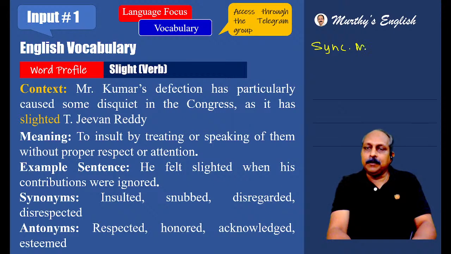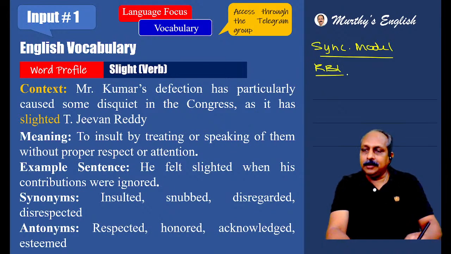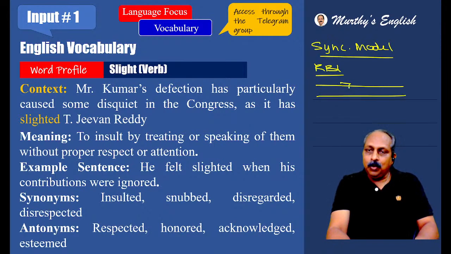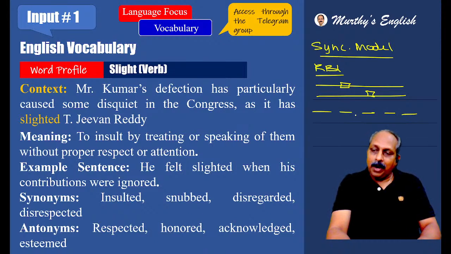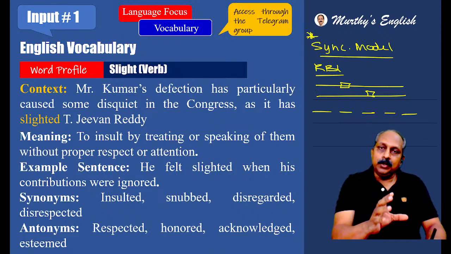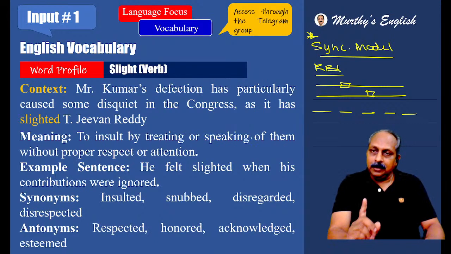Here, I would like to spend a few minutes on an important exam topic. There is a model called sync model. This was introduced by RBI. What is the sync model? In English, we have many words that have multiple meanings. So, in the sync model, they give two sentences, each one with a blank, and they give five options. You have to choose a word with multiple meanings that goes with both the sentences, and both the sentences have different contexts. This is an important exam topic, only a few can handle. Those who know the different meanings of a particular word can handle the sync model.